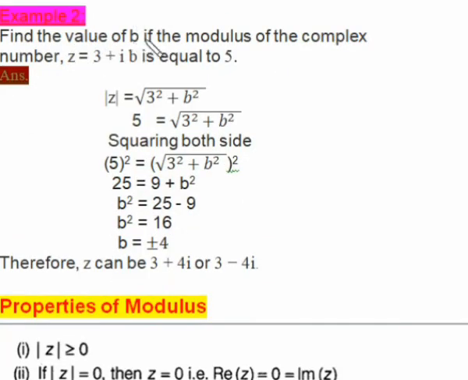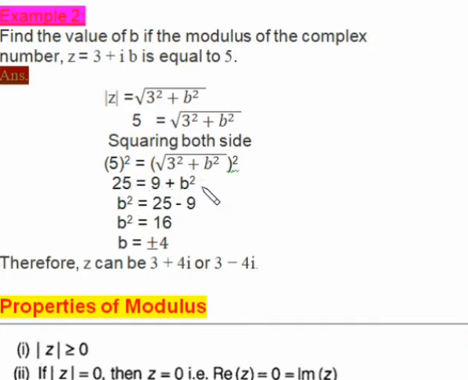Find the value of b if the modulus of the complex number z equal to 3 plus ib is equal to 5. We know modulus of z is equal to root under 3 square plus b square, where 3 is the real part and b is the imaginary part. Now the value of mod z is given to you, that is 5. So 5 is equal to root under 3 square plus b square. Now squaring both sides, 5 square is equal to this, here we remove the root. Now 5 square is 25.